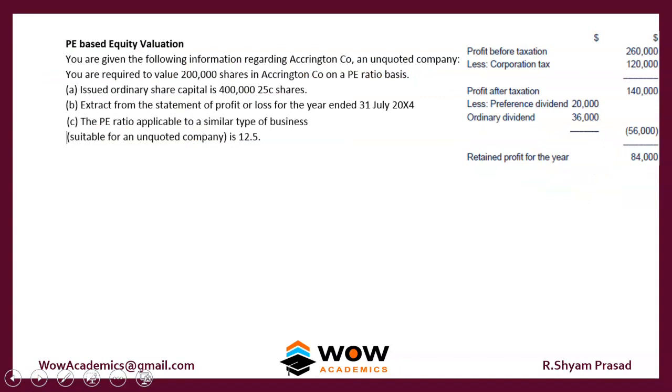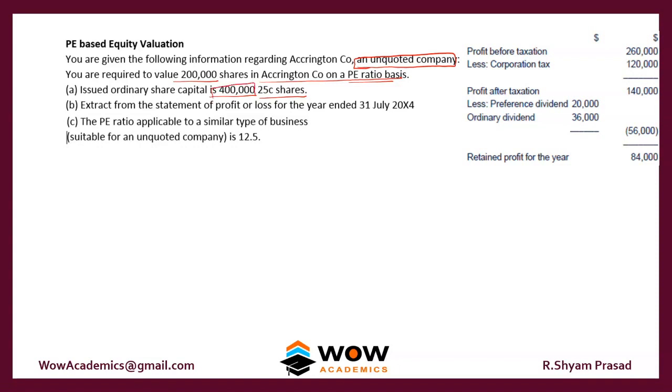So we have a problem here. You are given the following information regarding Accrington Co., an unquoted company. Okay, so it's not being traded in the market. You are required to value 2 lakh shares in Accrington Co. on a PE basis. The total number of shares issued is 4 lakh shares at 25 cents. So the number of shares is given, not the value.